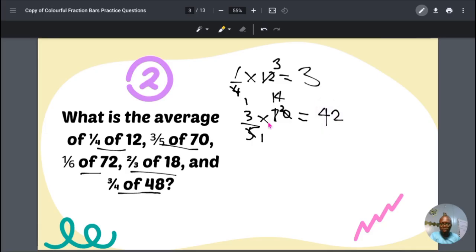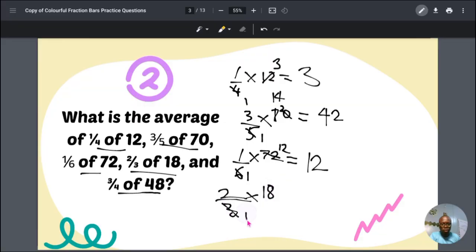Okay, and then we have 1/6 of 72. 6 here is 1, 6 in 72 is 12. And then 2/3 of 18 right here. Just follow me. 3 here is 1, 3 here is 6. So 6 times 2, we have another 12.